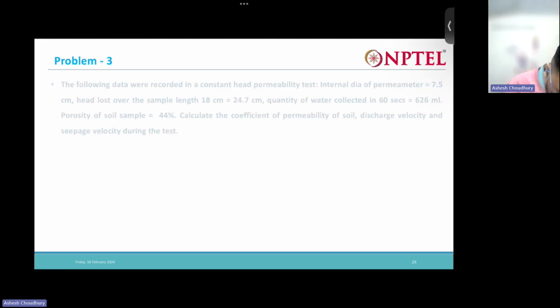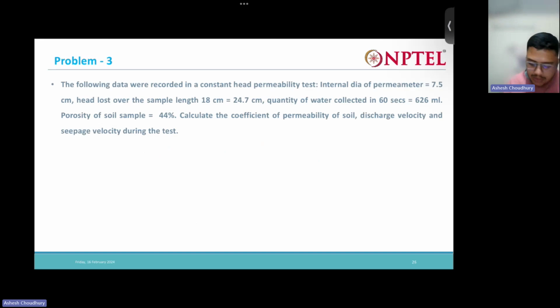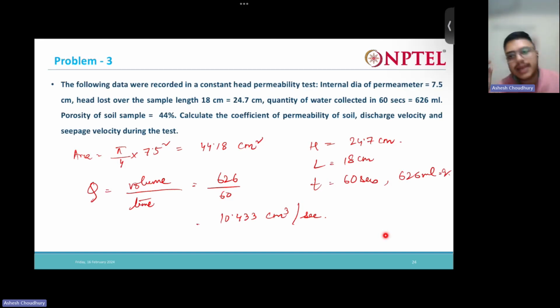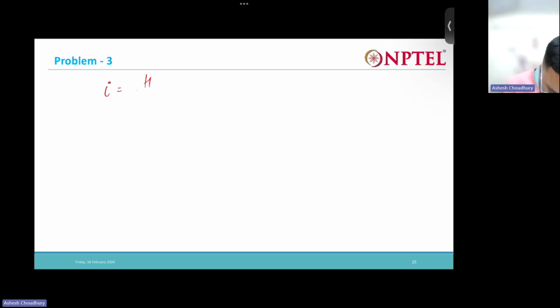Now, what will be the hydraulic gradient? Hydraulic gradient is nothing but head divided by the length of flow. So what is the total head here? Constant head here, 24.7 centimeter. So it is nothing but h by l, 24.7 divided by 18, which is 1.372. Okay, this is the hydraulic gradient.